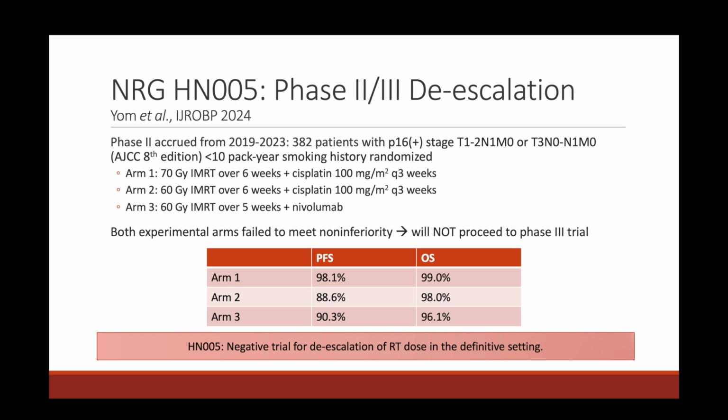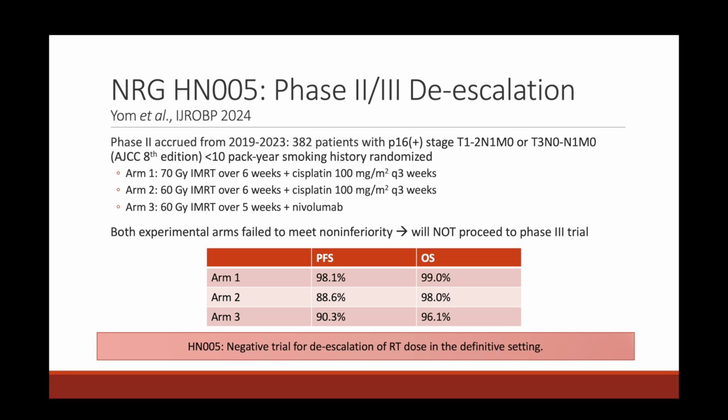The overall survival looked fairly similar, 99% versus 98% versus 96%, but that progression-free survival difference is quite large. It's about 10% between the experimental arms and the control arm. So this was highly disappointing because we were really hoping that for these kind of favorable risk HPV-positive cancers, we could de-escalate our radiation therapy from 70 gray down to 60 gray. But with NRG HN005 being negative, at this point, that's not something that we can do.